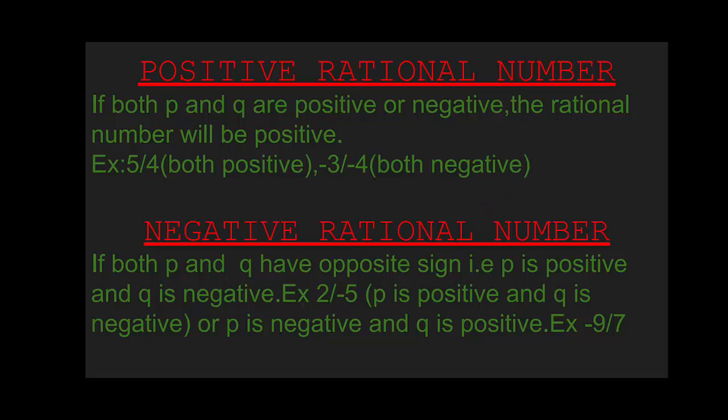Negative rational numbers. If p and q have opposite signs, that is, p is positive and q is negative. Example is this: your denominator is negative and your numerator is positive. So this is an example of negative rational numbers. Another example where q is negative and p is positive: you will get minus 9 by 7, which is also another example of negative rational numbers. So for positive, both have the same sign, and for negative, they have opposite signs.